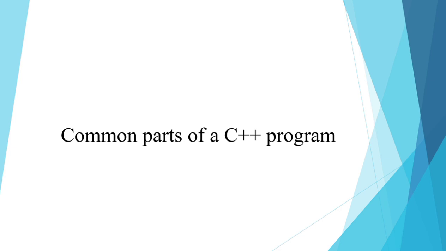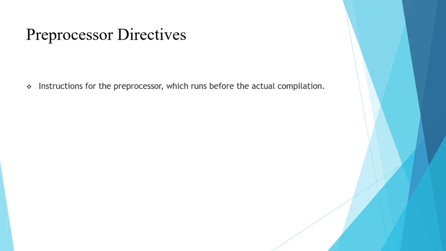This video is about common parts of C++ program. In C++, the preprocessor runs before the actual compilation of the program. It processes instructions that start with the hash symbol. These preprocessor instructions are used to include libraries, define constants, and more. The preprocessor helps the compiler by preparing everything that is necessary for compilation.